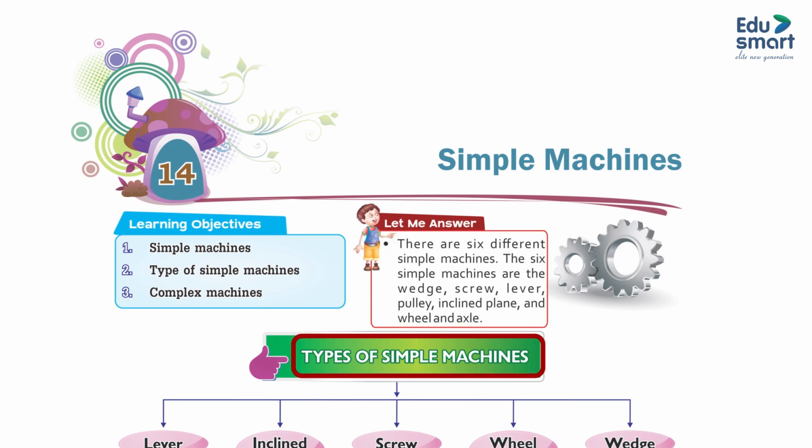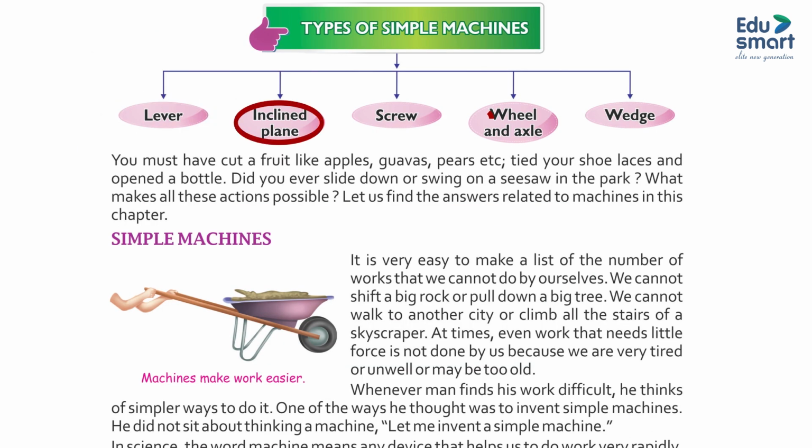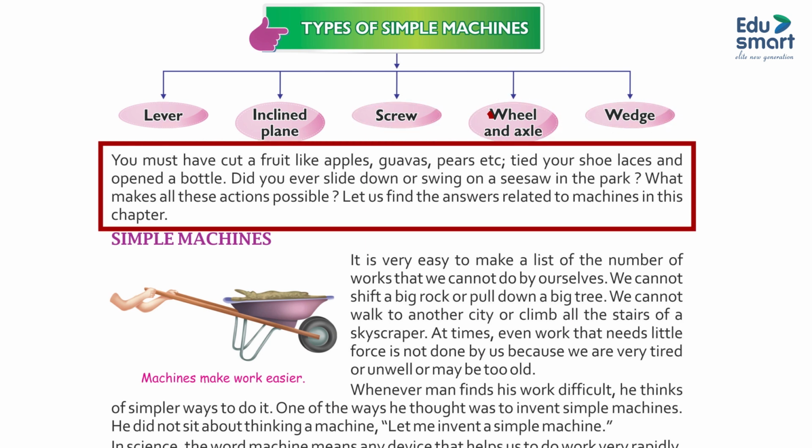Types of simple machines: lever, inclined plane, screw, wheel and axle, wedge. You must have cut fruits like apples, guavas, pears, etc. Tied your shoe laces and opened a bottle. Did you ever slide down or swing on a seesaw in the park? What makes all these actions possible? Let us find the answers related to machines in this chapter.